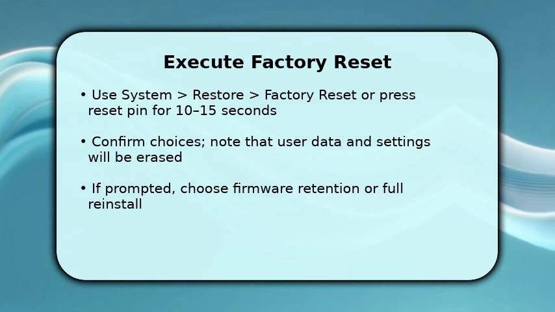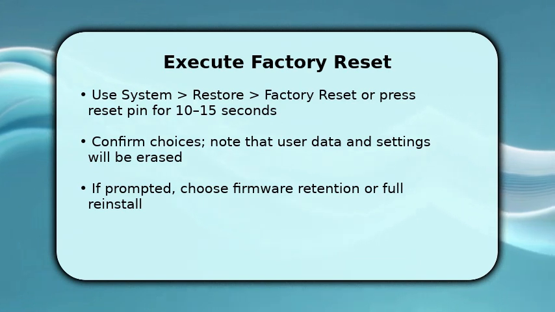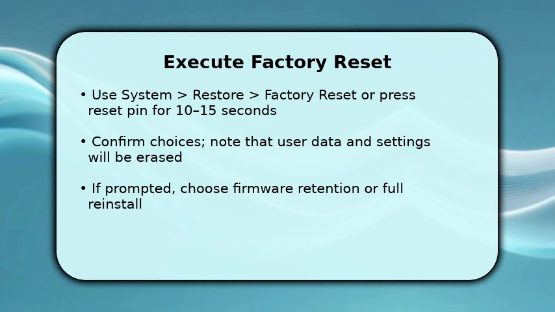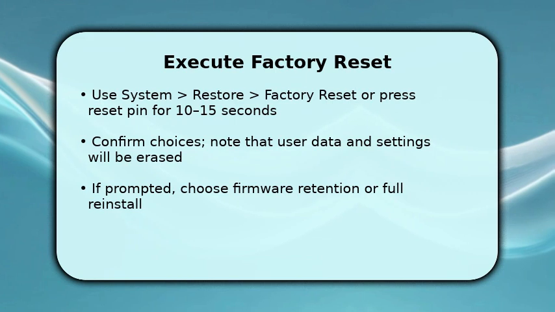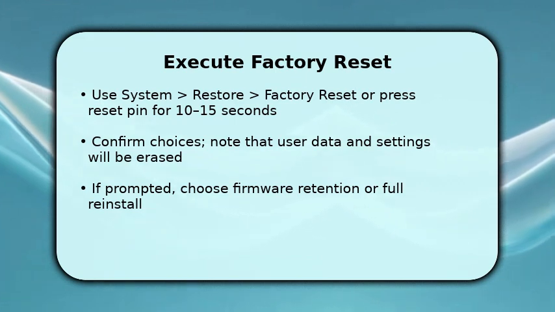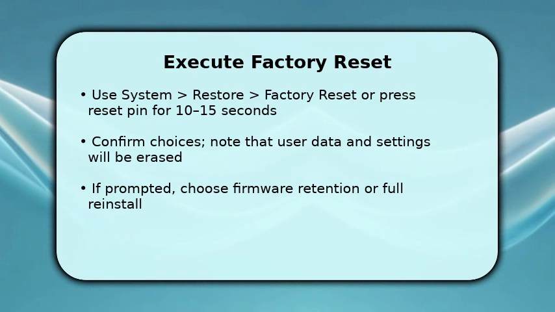If the firmware chooser appears, decide whether to retain current firmware versus full reinstall. Keep firmware unless you need an upgrade. Then let the device run through the process. Do not power cycle it midway, or you risk corrupting system files.